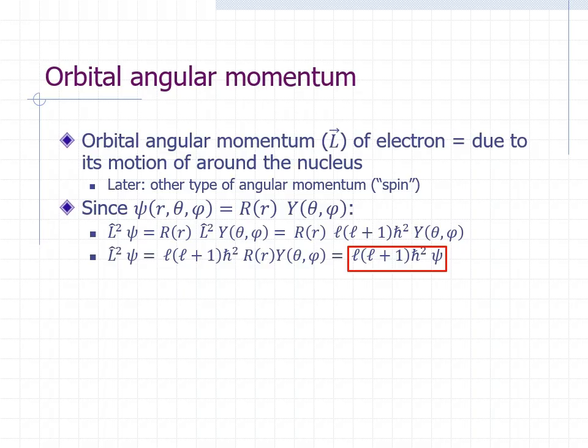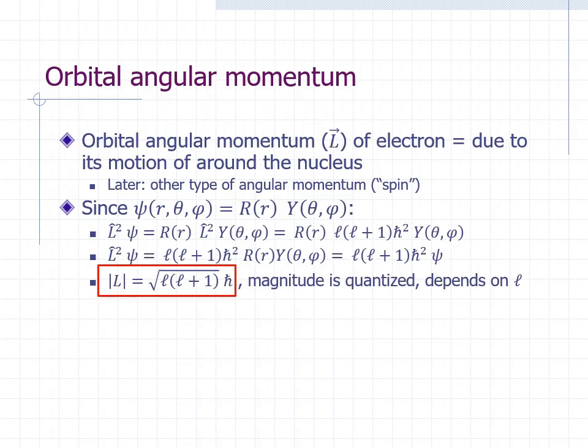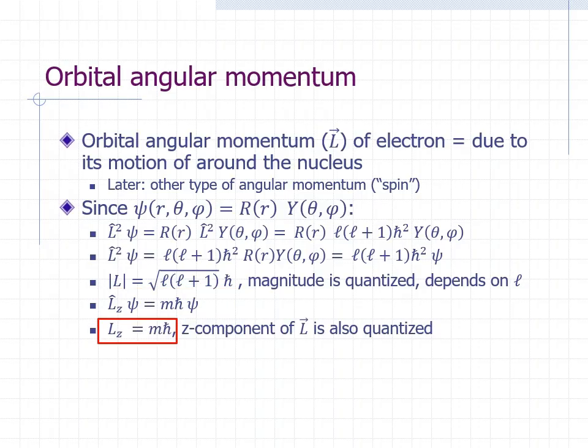In other words, the magnitude of the orbital angular momentum of the electron in a given orbital is well defined. It is quantized and depends on quantum number L, just like a particle on a sphere. Similarly, it should be easy to show that psi is also an eigenfunction of the Lz operator, and the z component of the angular momentum is also quantized, with eigenvalues equal to m h bar, just like a particle on a sphere.